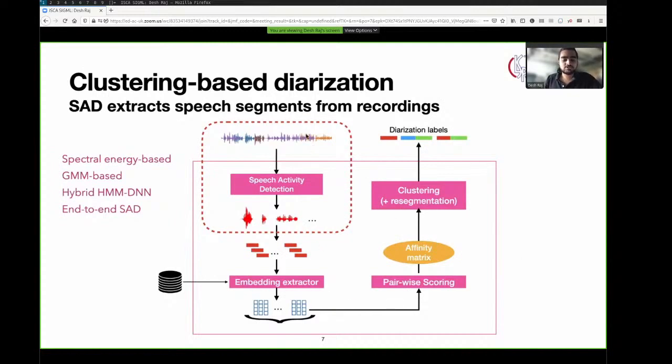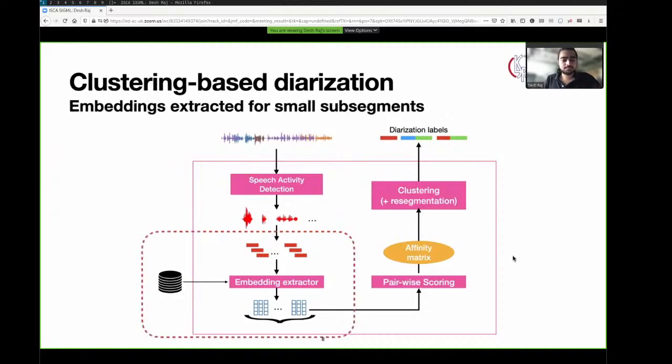The first is usually a speech activity detection component, which takes the whole recording and removes the parts which correspond to no speech. So it just retains the parts which do have speech in it. You could use several different kinds of methods for this, either energy-based systems or GMMs, hybrid models, or these days end-to-end speech activity detectors are quite popular.